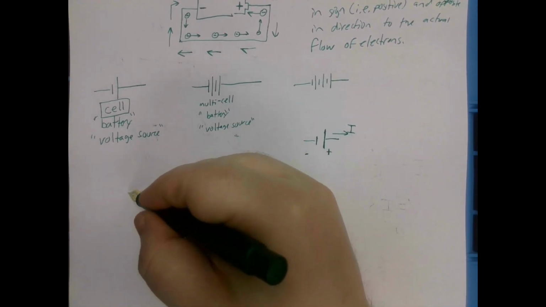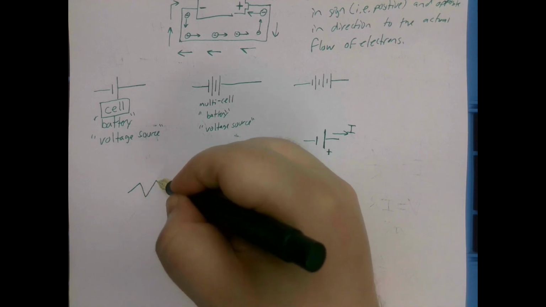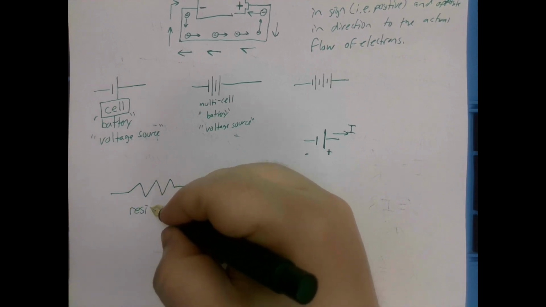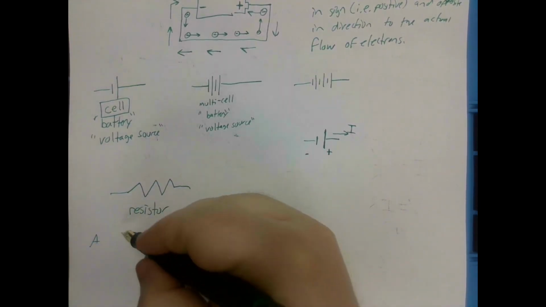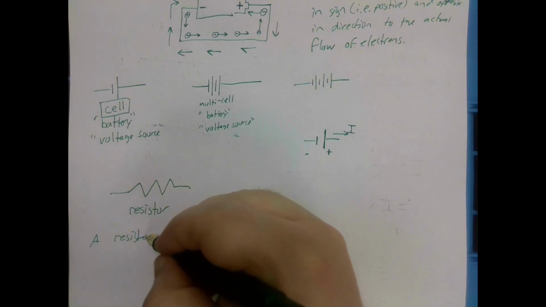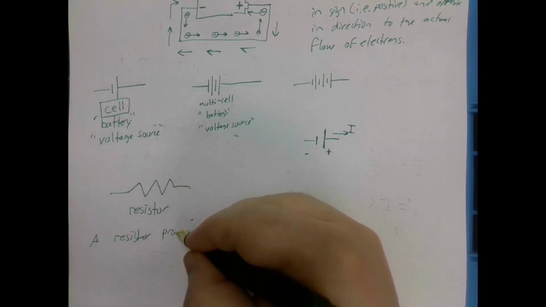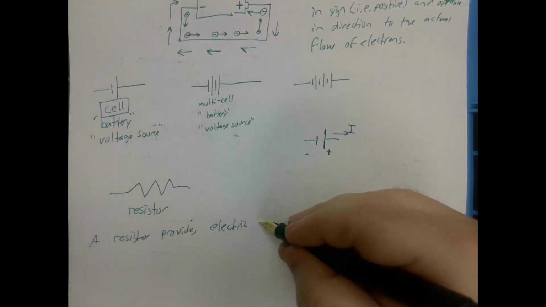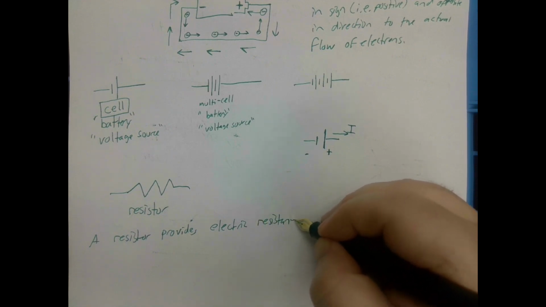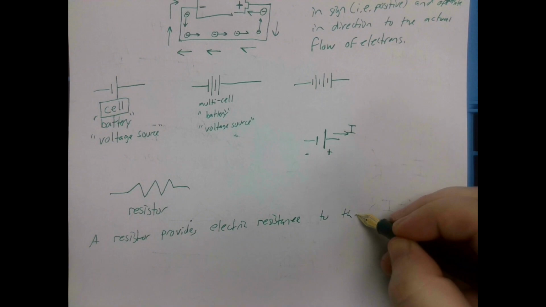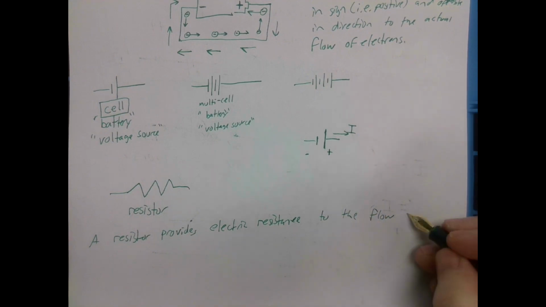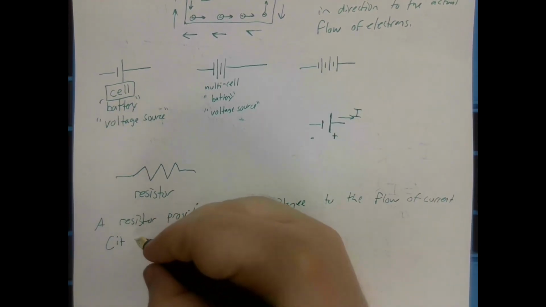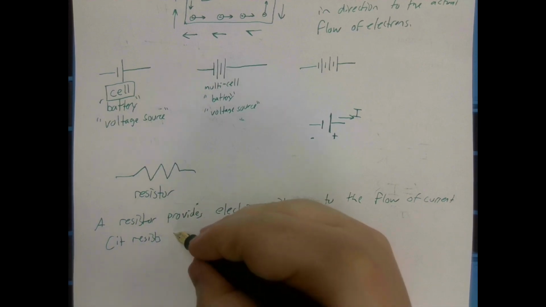In America, we use this symbol for a resistor. A resistor provides electrical resistance to the flow of current. It resists current.